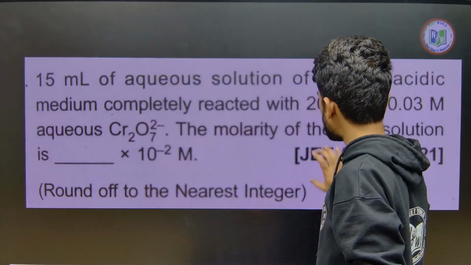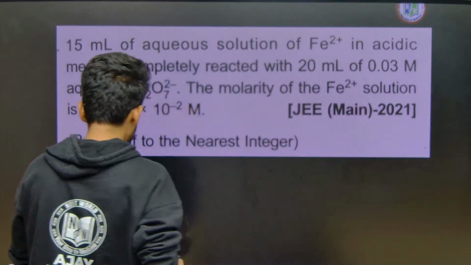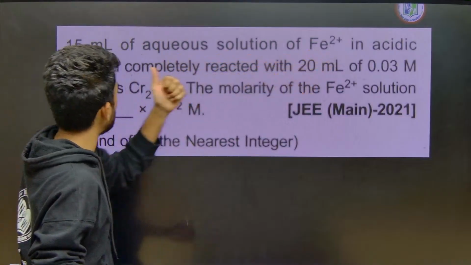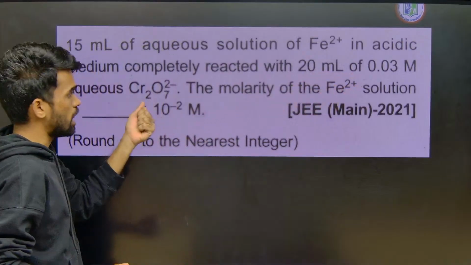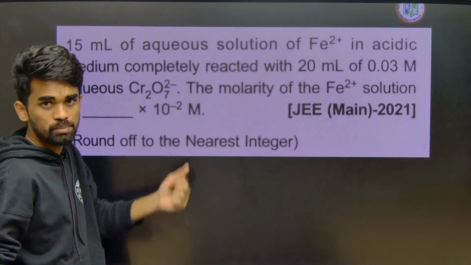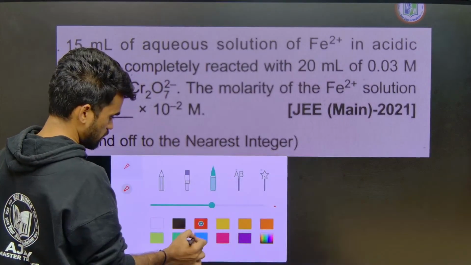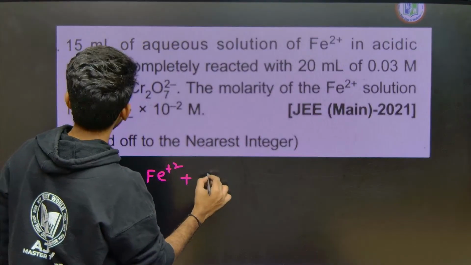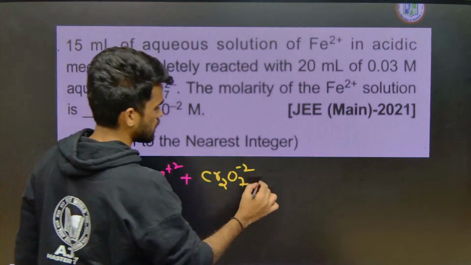Yes, I think I have explained this yesterday. Let us see once again what they are saying. 15 ml of aqueous solution of Fe plus 2 in acidic medium completely reacted with 20 ml of 0.03 molar dichromate. What is the molarity of Fe plus 2? So what is happening here? Iron plus 2 is reacting with dichromate, Cr2O7 minus 2, and forming respective products.